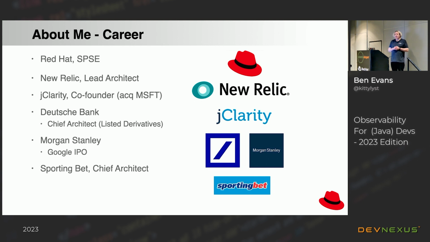And before that, I founded a company called JClarity, which was a Java performance company that we sold to Microsoft in 2019. So I've been involved in the performance space for a very long time, even going back as far as the Google IPO, where I was the lead performance engineer for testing the systems used for Google's IPO. If you want to hear some of those stories and find out where some of the bodies are buried, come and find me in the bar later, okay?